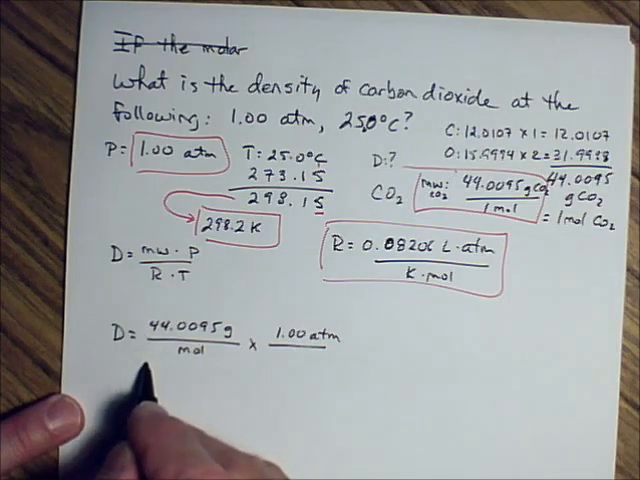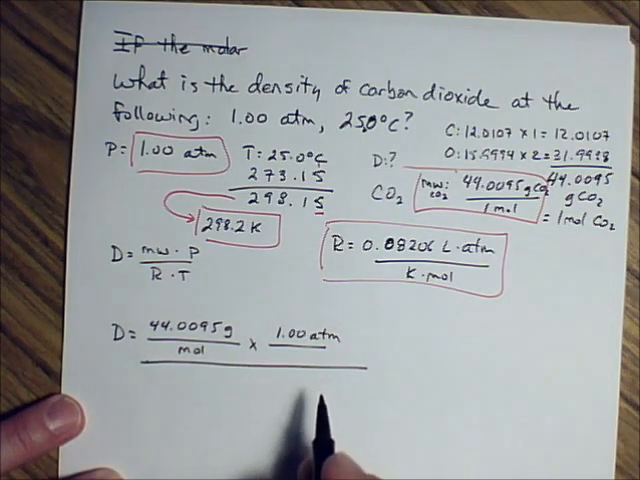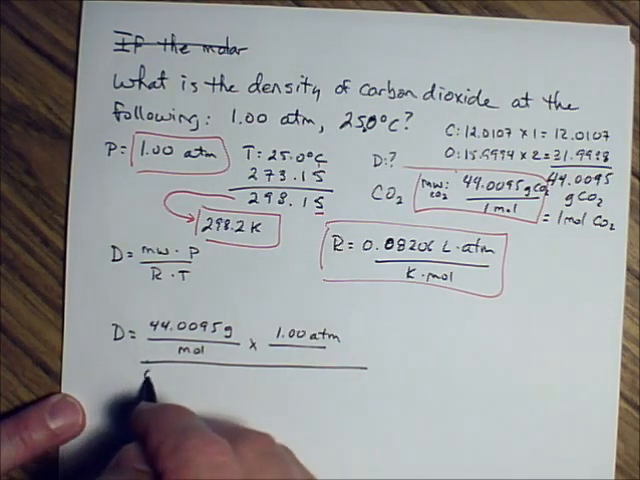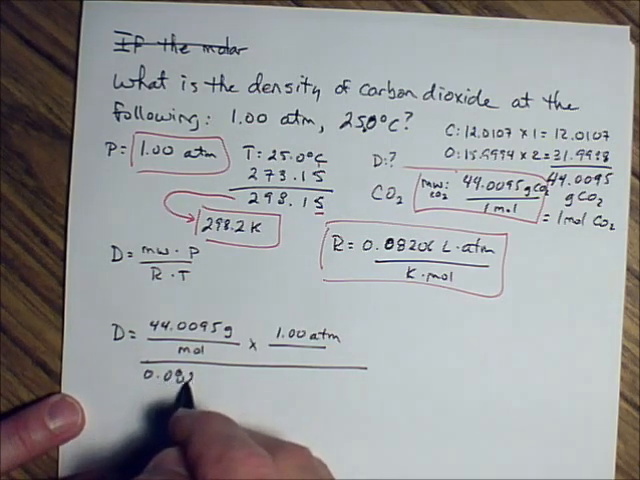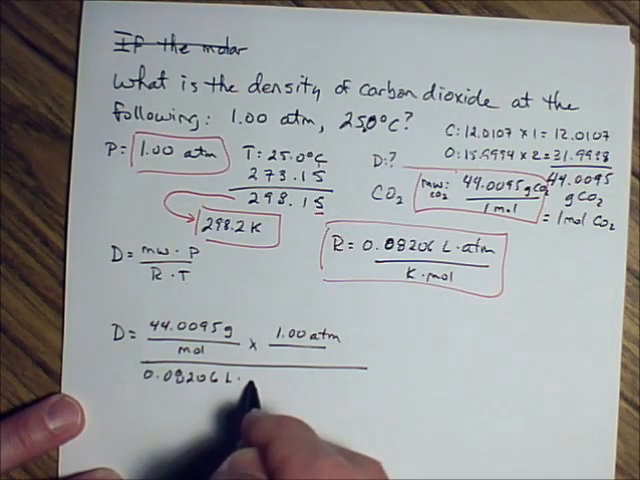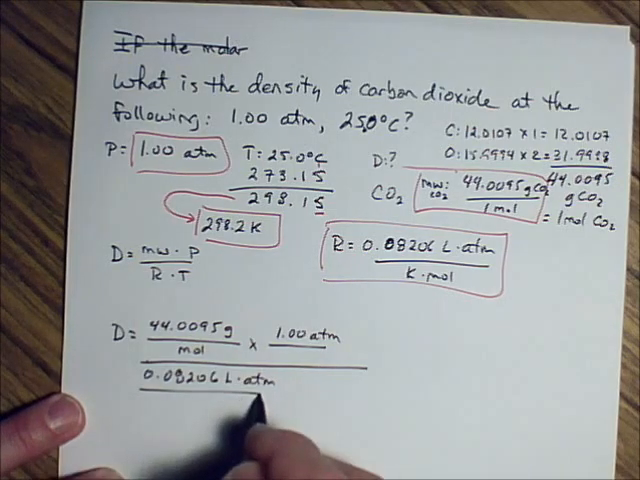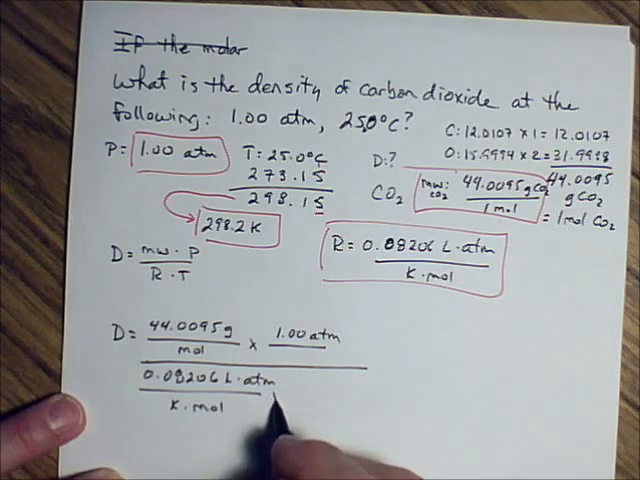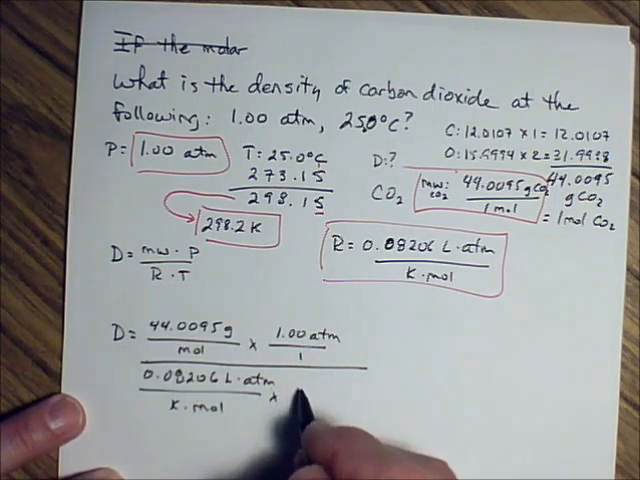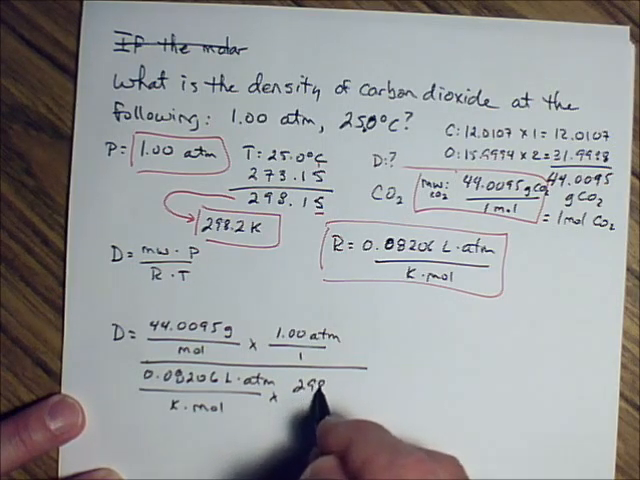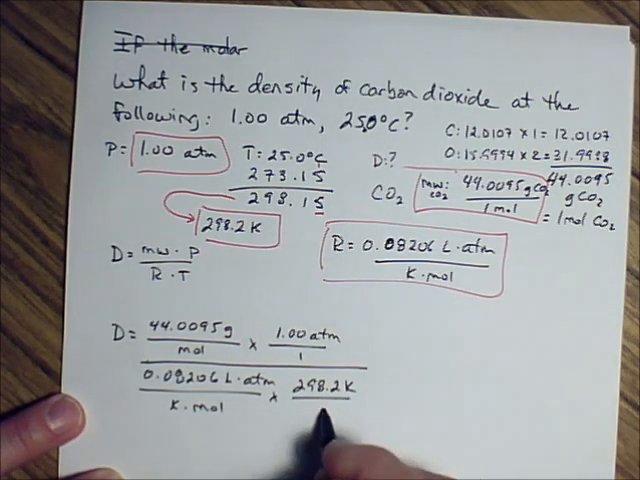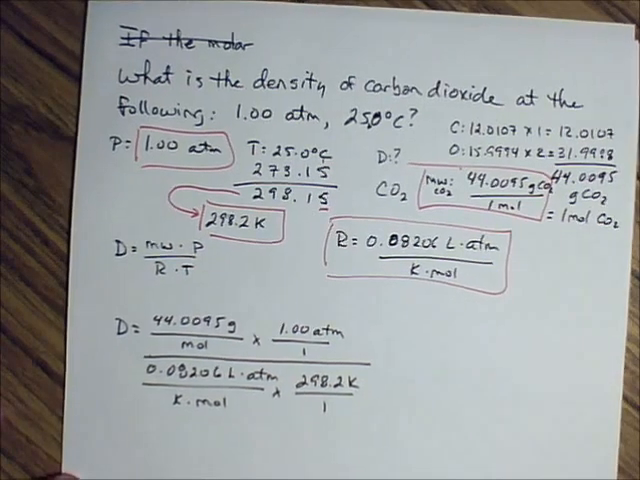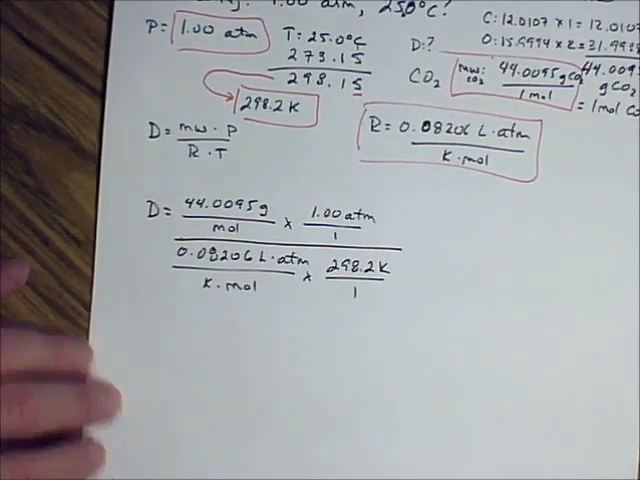And then all that goes over this big fraction. We have a complex fraction: 0.08206 liters times atmospheres over Kelvin times moles, and then we're going to have temperature, which is 298.2 K. So we've got this big complex fraction, and we need to rearrange it to be able to solve the problem.